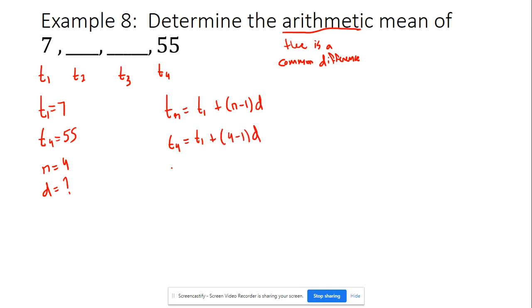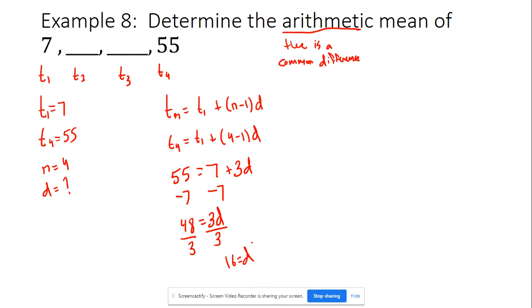Well, I know T4, it's 55. I know T1, it's 7. 4 minus 1 is 3. I do not know what my common difference is here. Okay, so now let's do a bit of algebra and solve this equation to figure out what d is. First thing, I can get rid of the 7, so minus 7, minus 7. 55 minus 7 is 48 equals 3d. Divide by 3, divide by 3. 48 divided by 3 is 16. So 16 equals my common difference.